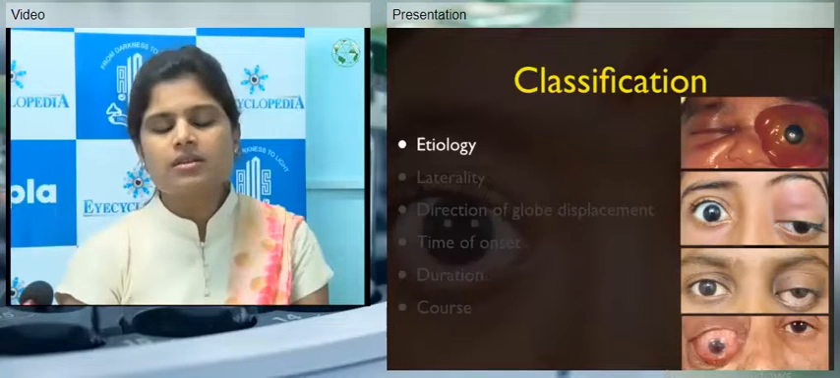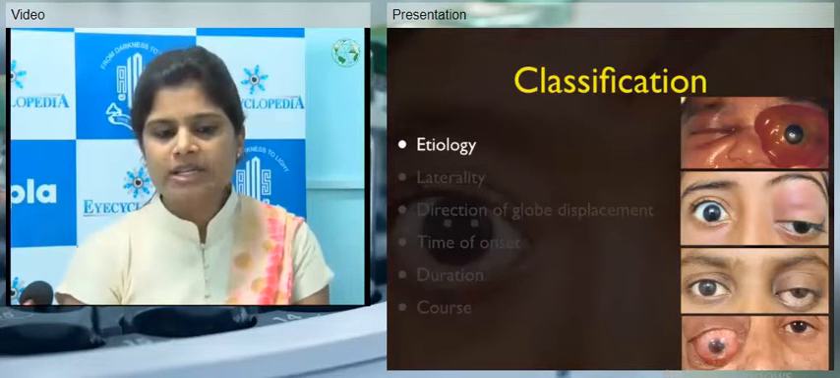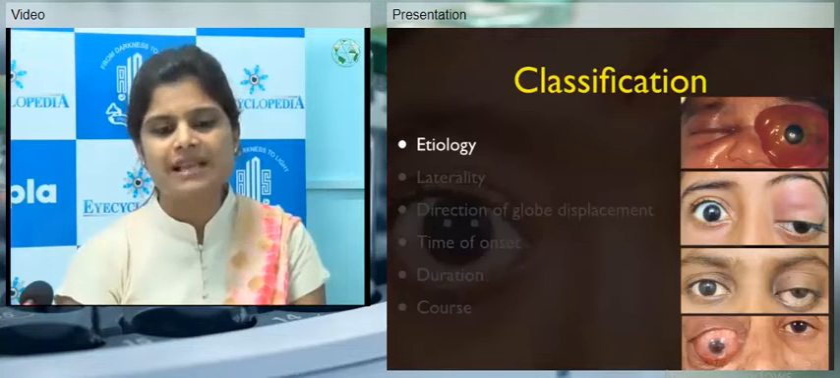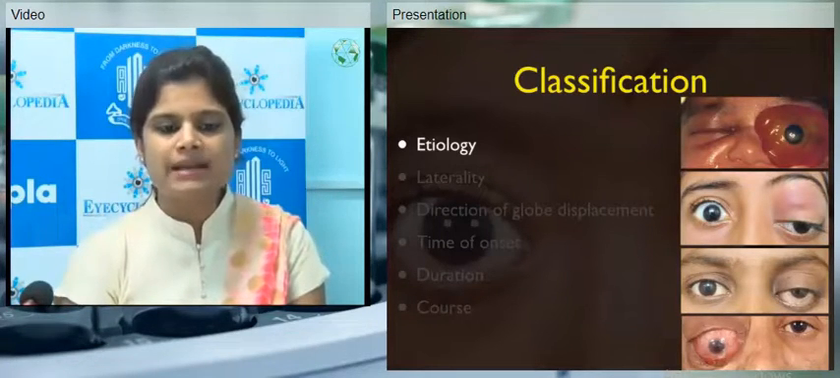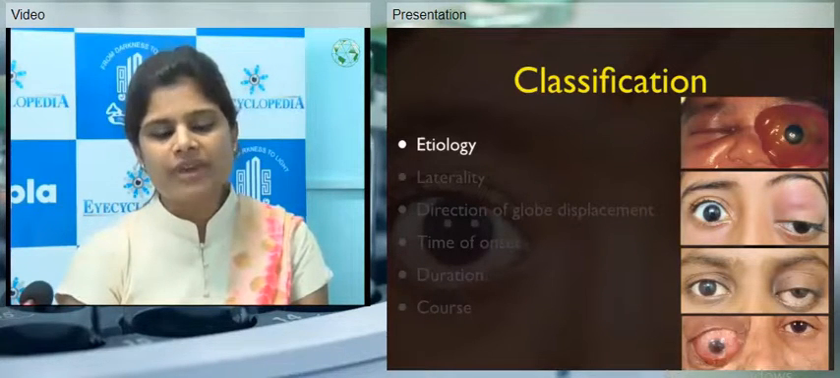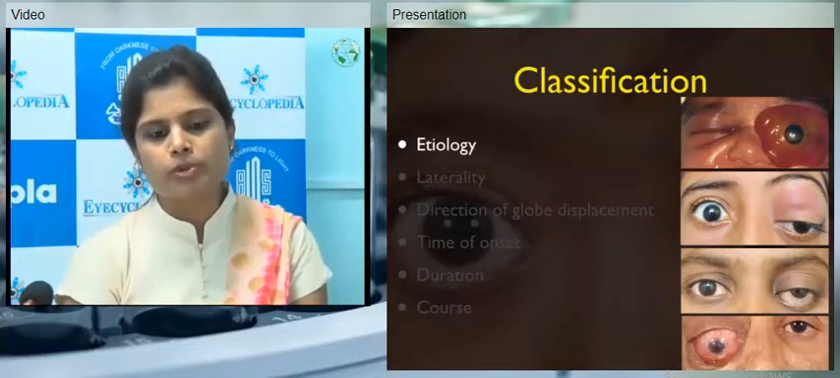This can occur, and the picture that is shown there is a case of teratoma. So teratoma, which is a congenital condition, gives rise to proptosis which is present at birth itself. The other causes of congenital proptosis can be that the child has a cystic eyeball, or other causes where it is present at birth.